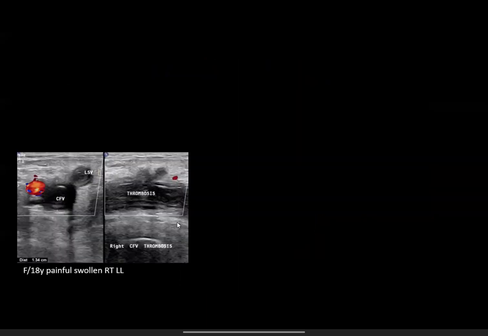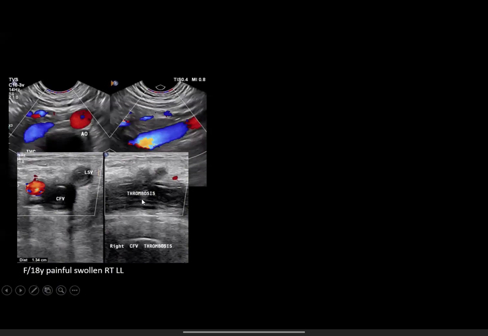Now another case, a female of 18 years with painful swollen right lower limb. At the groin region, the femoral vein is hypoechoic, distended, and the great saphenous vein is non-compressible, with no color flow signals. Then we need to examine the proximal segment. IVC is all right.